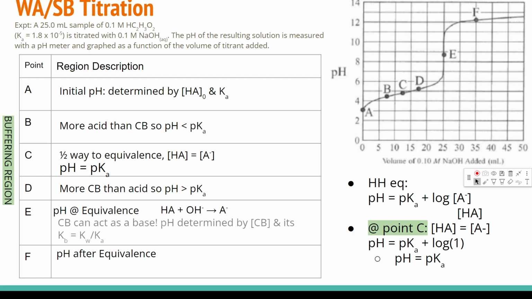All right. What was I emphasizing for this? Oh, yeah. So pH at equivalence. Yeah, you know what I mean.